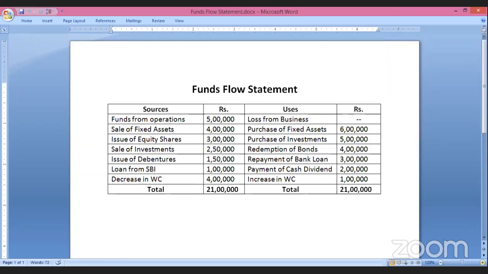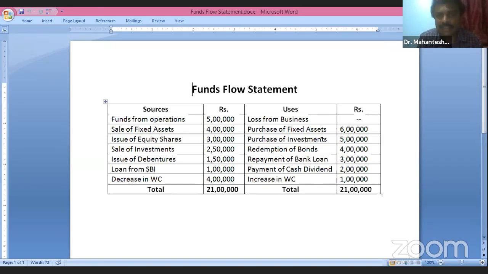Yeah, this is the sample funds flow statement. You can see there are two sides to this funds flow statement, like a balance sheet. There is no asset or a liability. There is no income or expenditure here. Rather, we have the sources and the uses. Uses are also known as the application of the funds. Sources are funds generated during the year. Uses or application are funds utilized during the year.